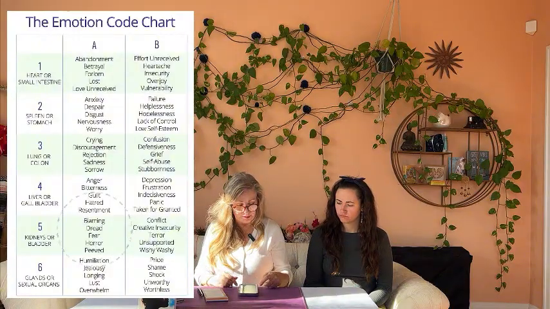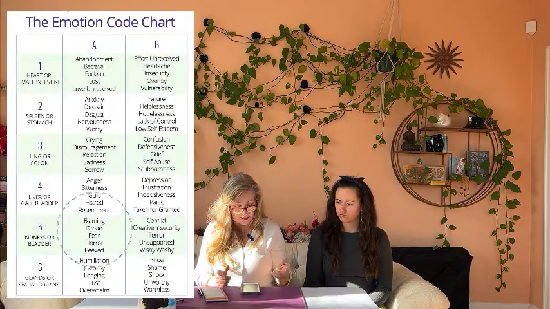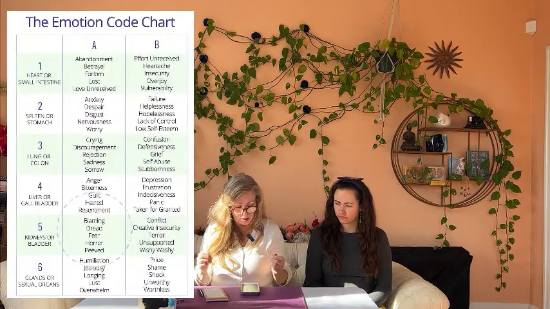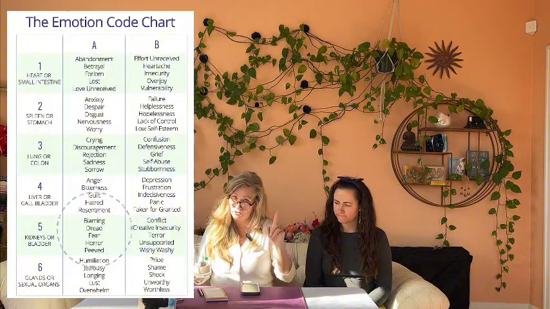Okay. Now the organs and glands here are kidneys or bladder. So let's see what they are. Blaming, dread, fear, horror, irritated. So let's go back up the other direction. I'm going to take a sip of water because it could be inherited.